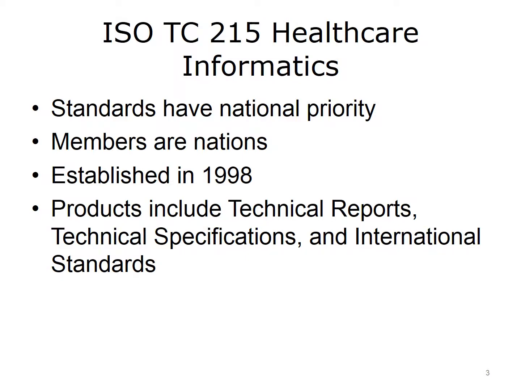Currently, TC 215 has 32 participating countries and 21 observing countries. These numbers are in constant fluctuation and represent most regions of the world. ISO TC 215 has published almost 100 standards under their direct responsibilities. Balloting is by country. Products are technical reports, which describe and discuss a topic.